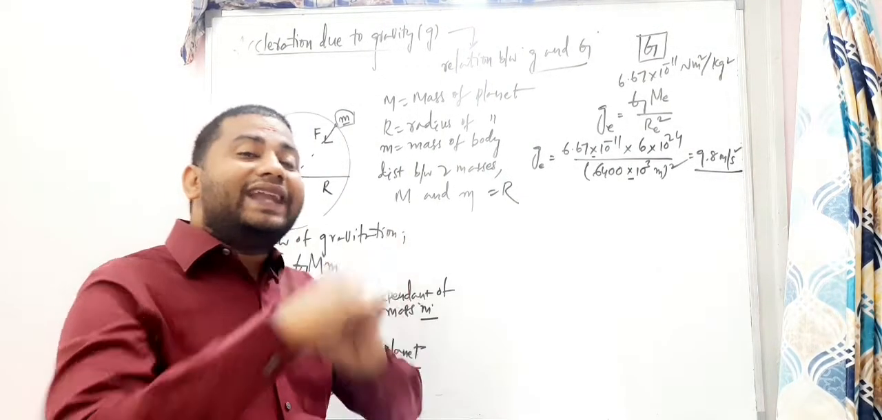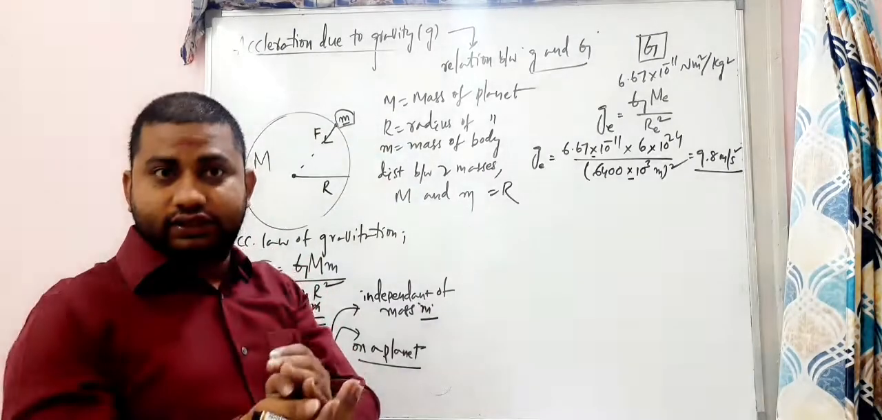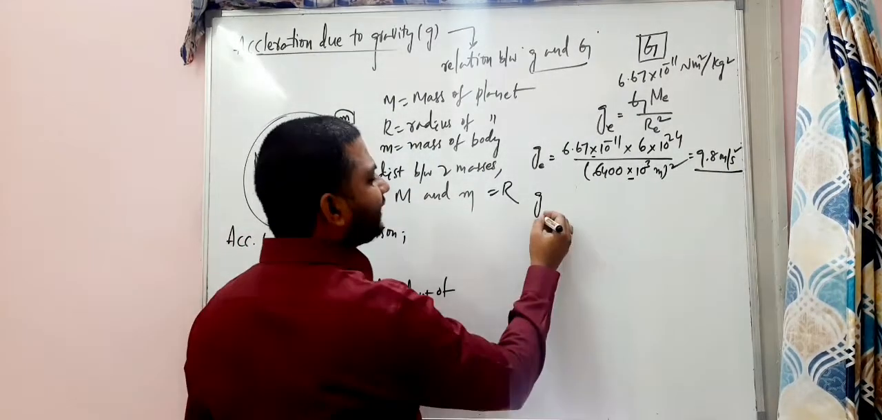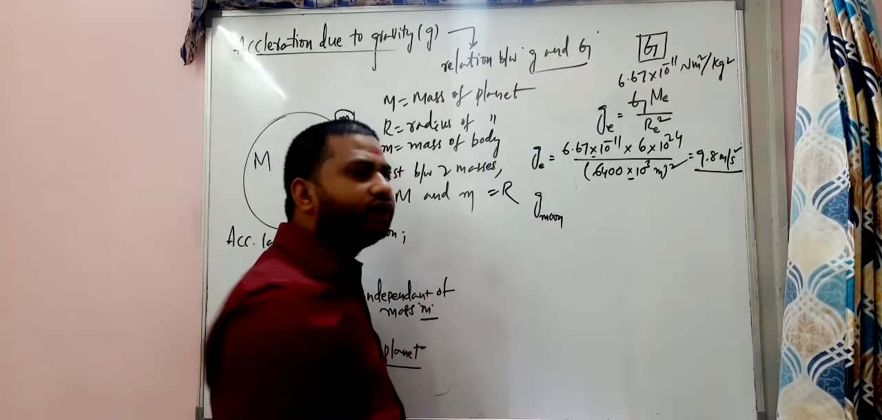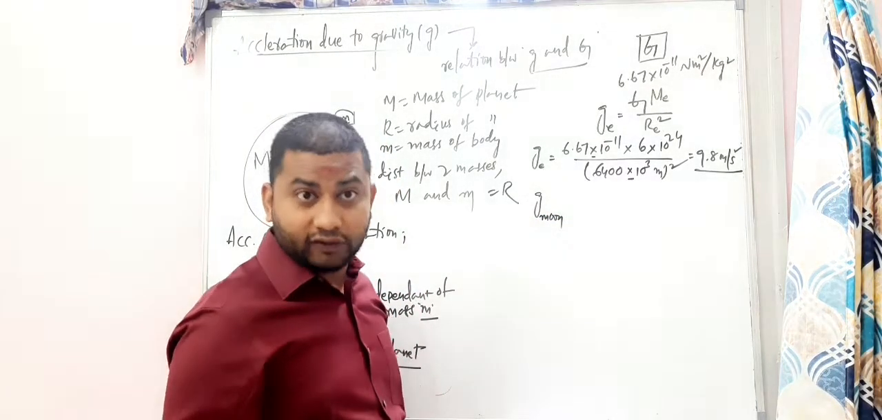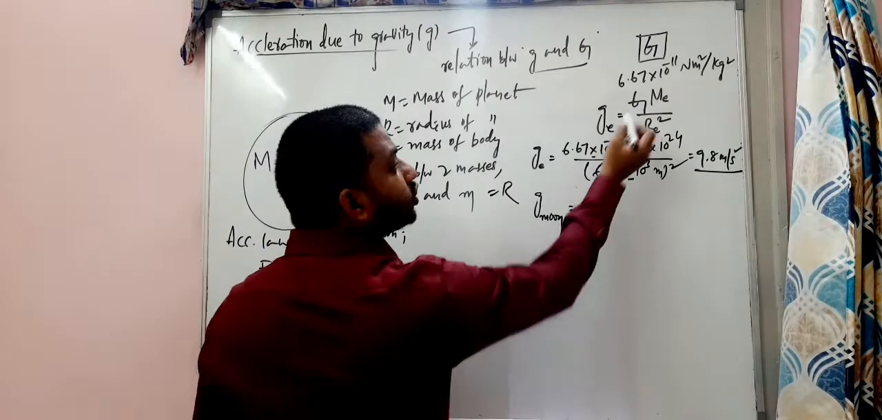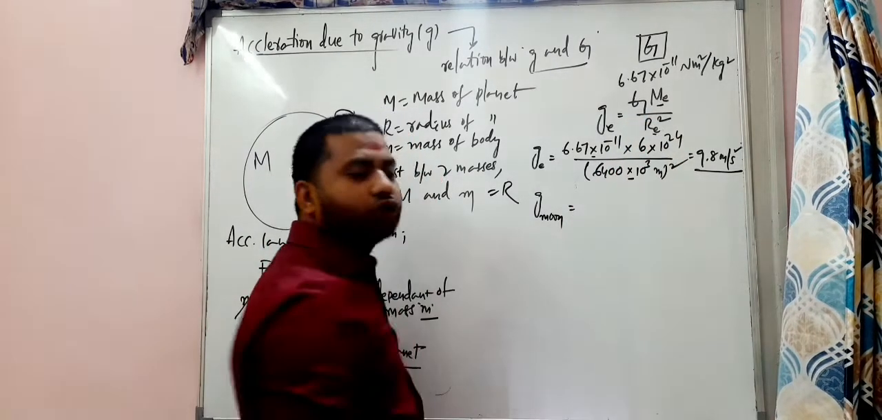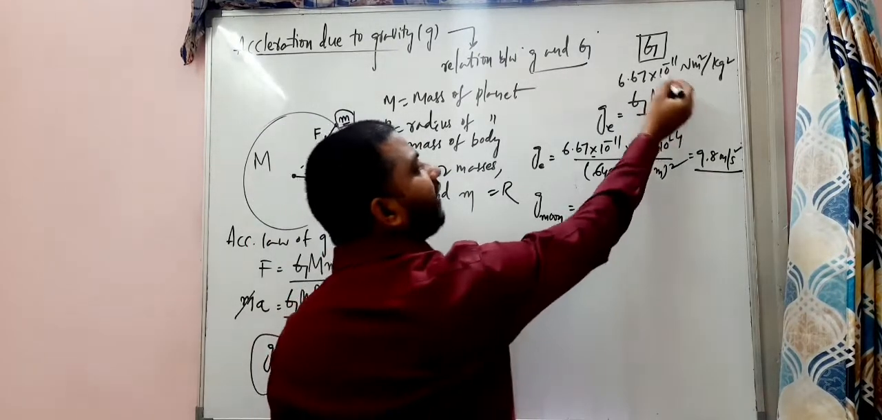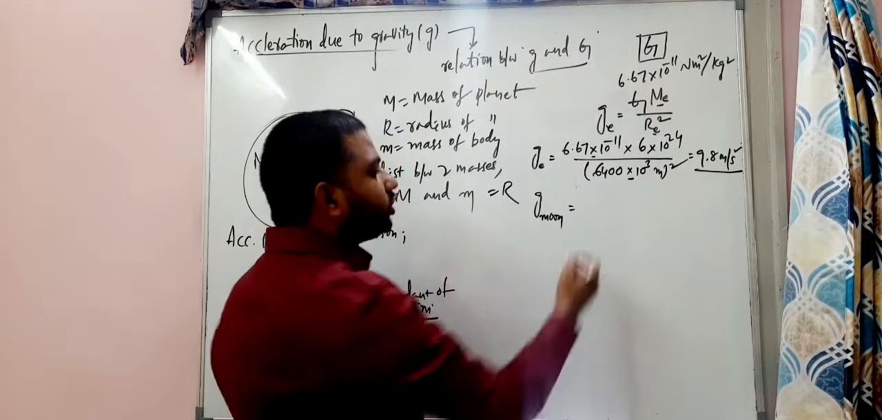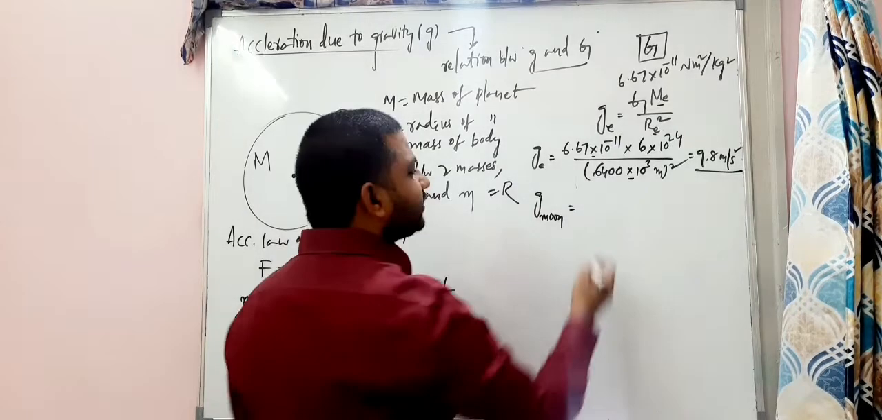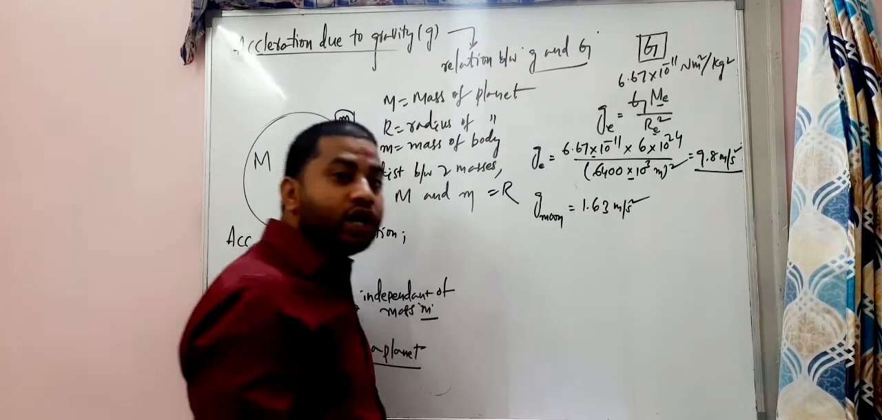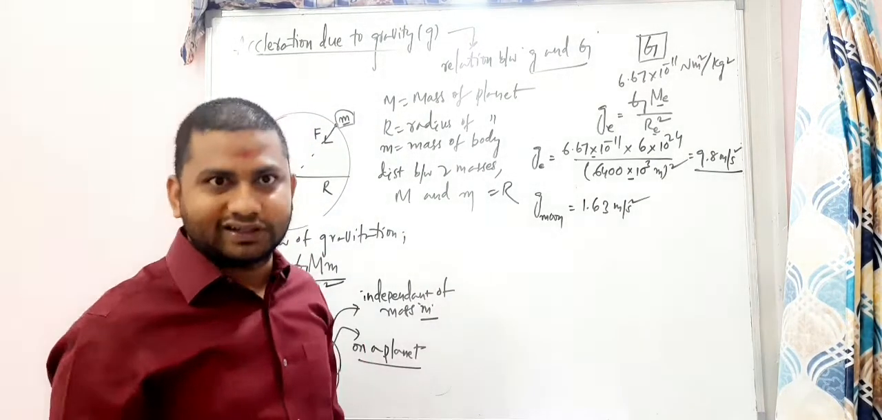In the same way, on any planet surface, you can find acceleration due to gravity. For example, acceleration due to gravity on the moon surface, if you want, this will be G into the mass of the moon by the radius of the moon whole square. So if you substitute the moon values, you will get acceleration due to gravity on the moon surface, which is 1.63 meter per second square. So these are the standard values, my dear students, standard values.